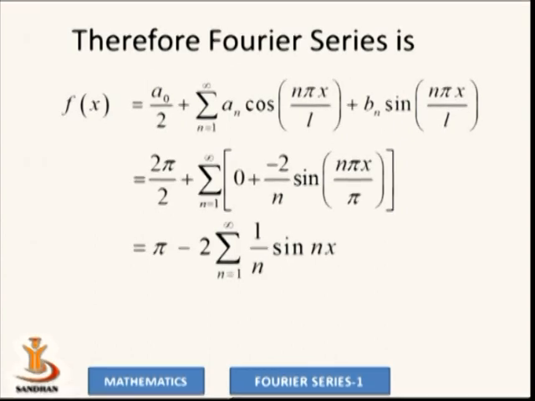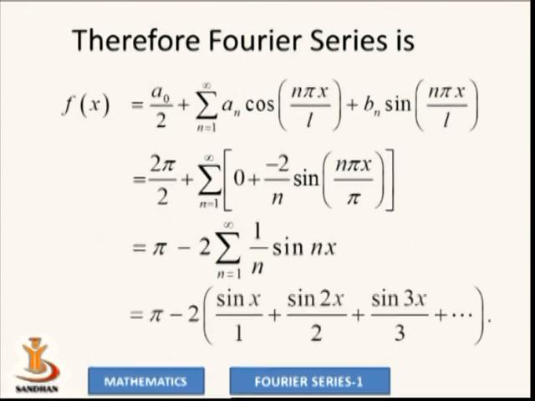So here we can see that our function x can be written as a series of sine nx as pi minus 2 into sine x upon 1 plus sine 2x upon 2 plus sine 3x upon 3 and so on. That means using Fourier series we can write our function as a combination of the trigonometric functions sin x and cos x. Sine and cos functions are both periodic functions, so we can analyze our function and solve problems using periodic functions.